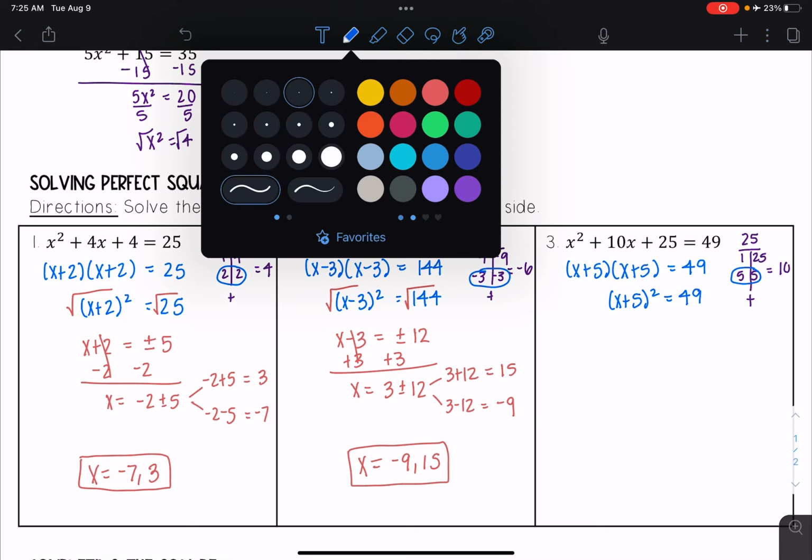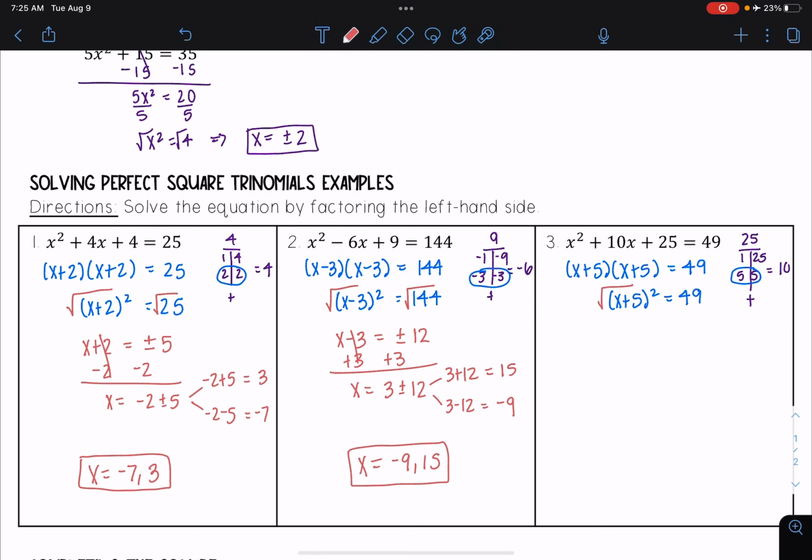And now to get rid of that square, I can go ahead and take the square root of both sides. And so I'm left with x plus 5 is equal to plus or minus, the square root of 49 is 7. Subtract 5 from both sides. And so I get x is equal to negative 5 plus or minus 7. So I have negative 5 plus 7, or negative 5 minus 7. Well, negative 5 plus 7, I get 2. Negative 5 minus 7, I get negative 12. And so my two answers are x equals negative 12 and 2.